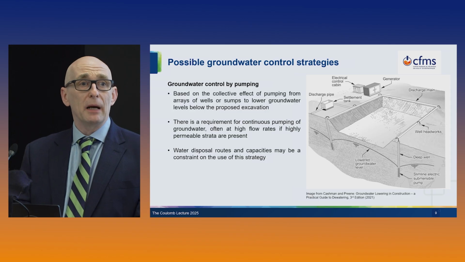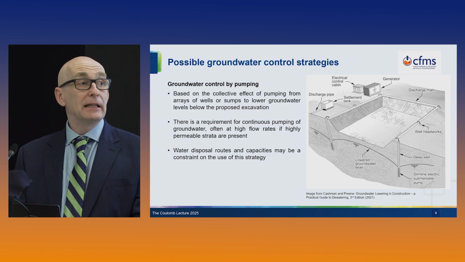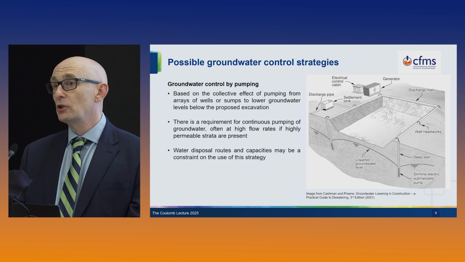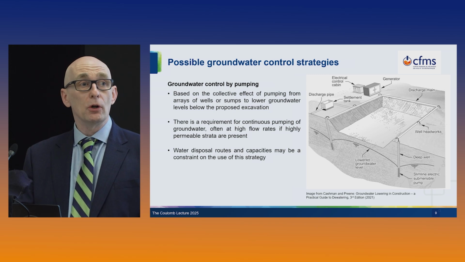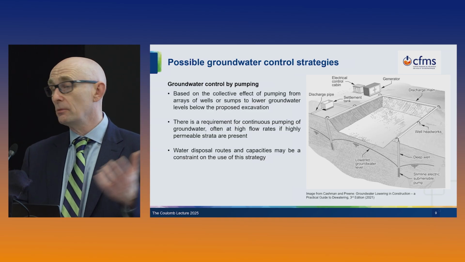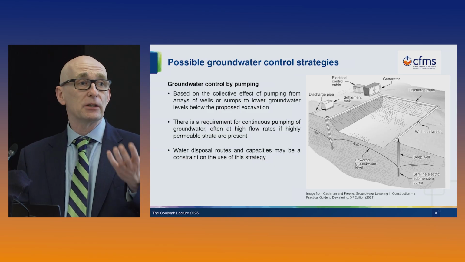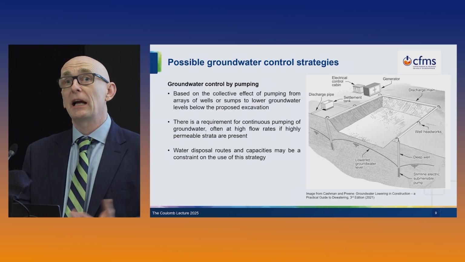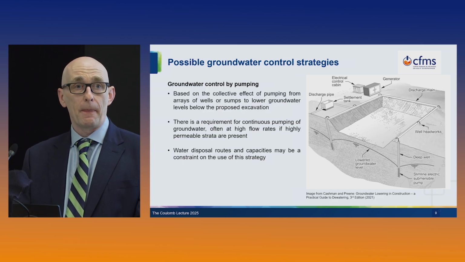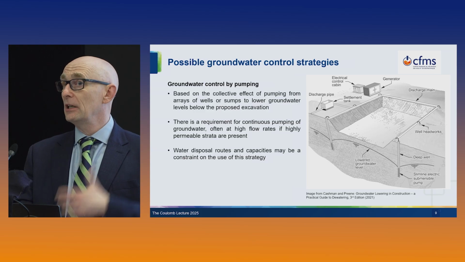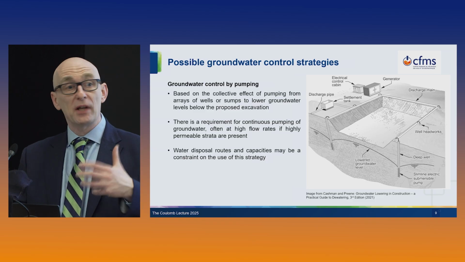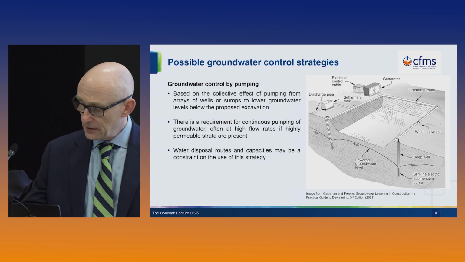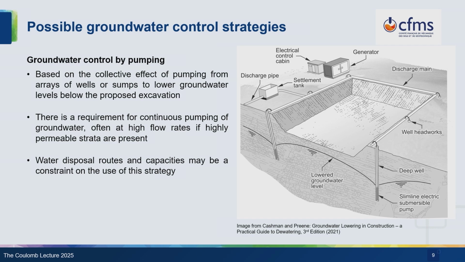Groundwater control by pumping is probably the easiest to understand. In English, we sometimes call it dewatering, and it essentially involves installing an array of wells or sumps in or around our excavation. Then you install pumps and you pump from these multiple locations, multiple wells, multiple sumps, and the collective effect of lowering the groundwater level essentially means that you can carry out your excavation in dry and stable conditions. There's normally a requirement to pump a continuous flow of water, and it might be quite a high flow if the ground is permeable, and then you need to dispose of that water, so that can sometimes be a constraint. In this diagram, we've got an excavation here, and we have a series of wells around the outside. They pump and they lower the groundwater level.